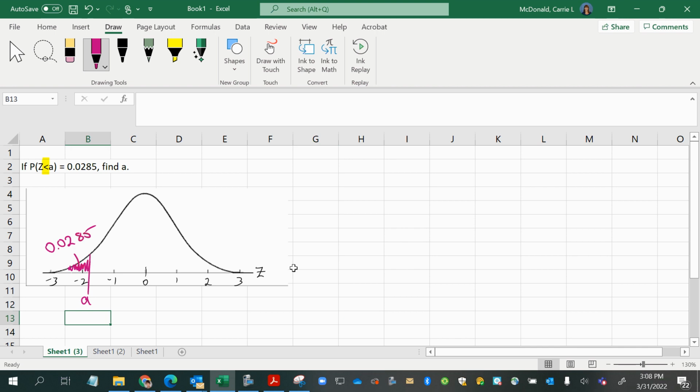Then I can use that information to find the boundary. There's a couple ways that I can go about this. I can go and look up this area in the z-score table.